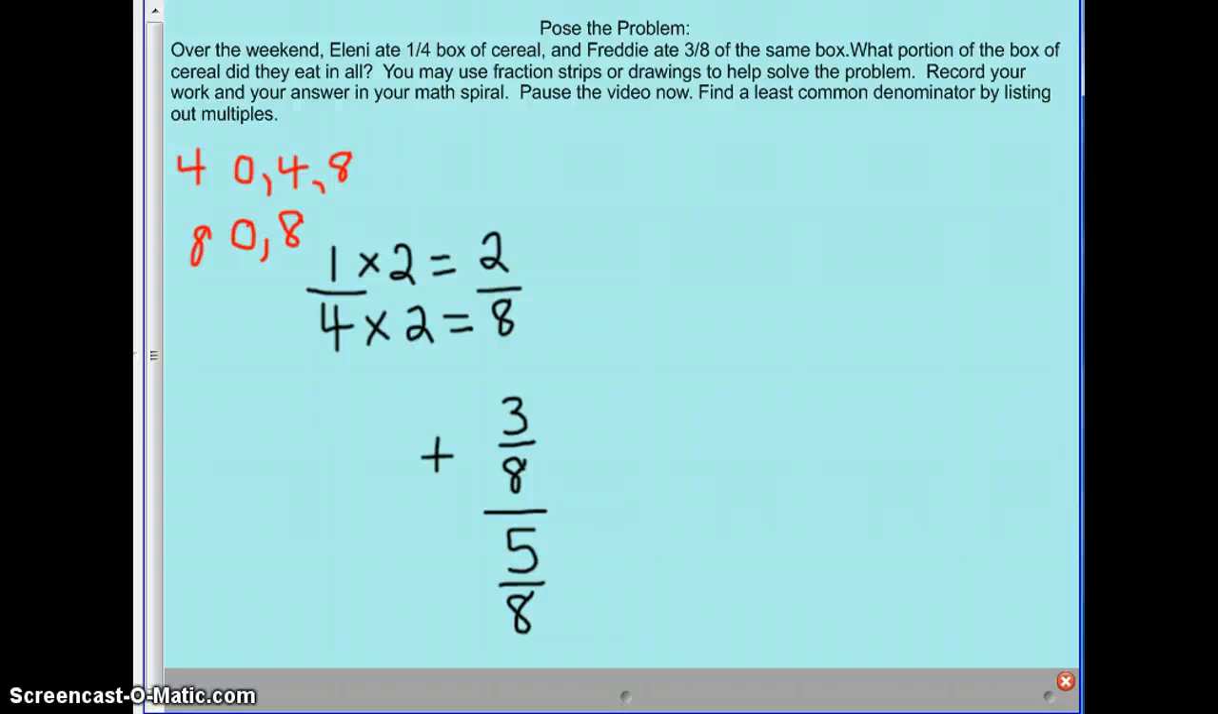So I would take my denominator, I'd put 1/4 down, I'd put 8 across from it and say, how many 4s go into 8? 2. So 2 is my denominator, so 2 is my numerator. So I have 2/8 and 3/8. So all together they had 5/8 of the box of cereal. If you don't have this in your math spiral, please write it down now.